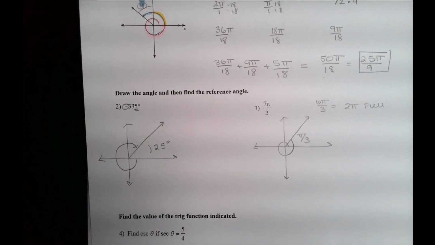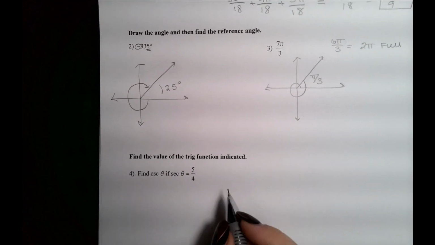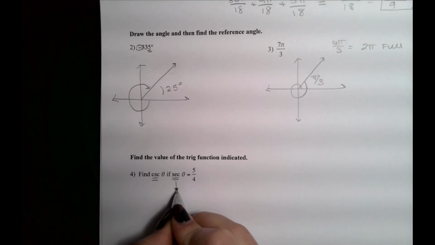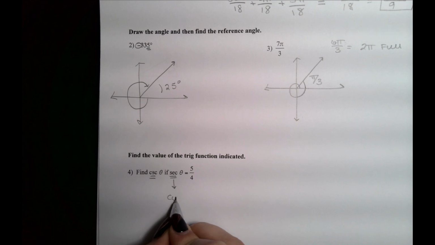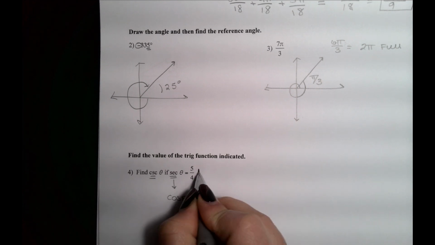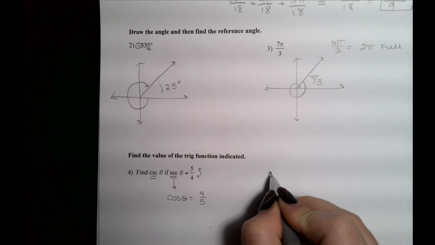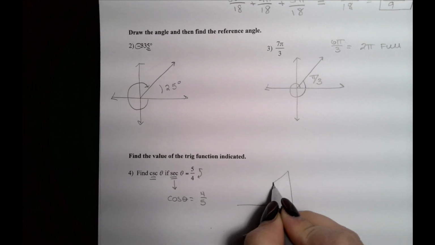Find the value of the trig function indicated. So this one here, it is giving you reciprocal functions. That means if I'm given secant, cosine of theta is the reciprocal of what is given to us, 4/5. And if I was to draw a right triangle, how do we know this is a right triangle?